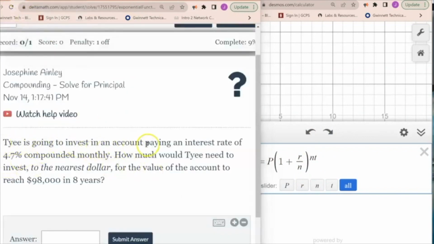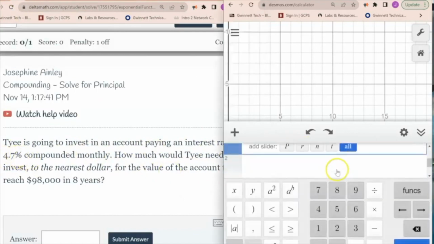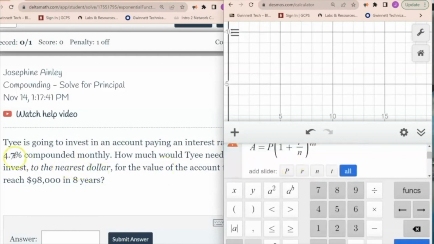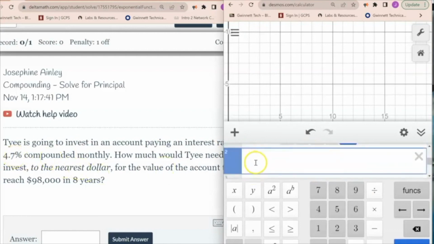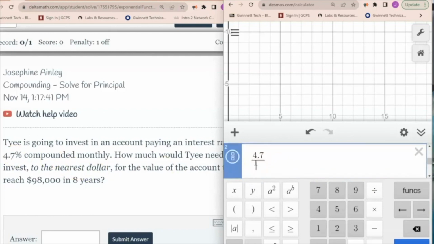Terry is going to invest in an account paying an interest rate of 4.7%. Okay, so that's an interest rate, so it goes right here. But again, remember, you cannot put the percent in the calculator. You actually have to find out what it is. So that's 4.7 divided by 100. And that's the number you put in as r, so 0.047. So you come right here, delete.